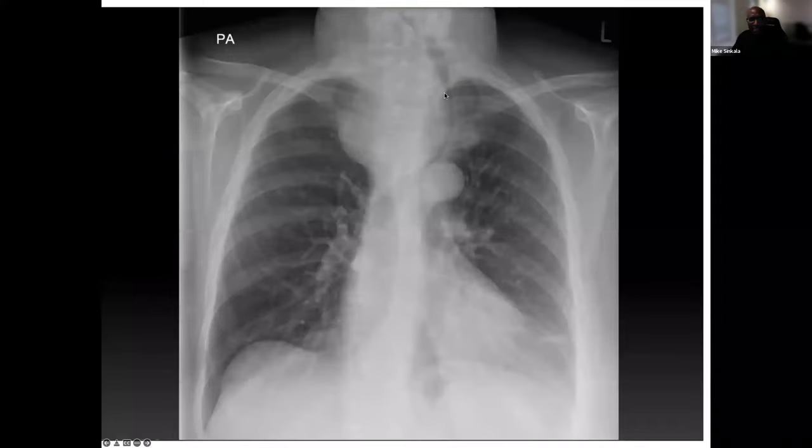On this one here, we can see that there is actually a homogeneous lobulated mass in the center of the superior mediastinum, and it is pushing the trachea to the right side here. There is actually narrowing of the trachea in this case.